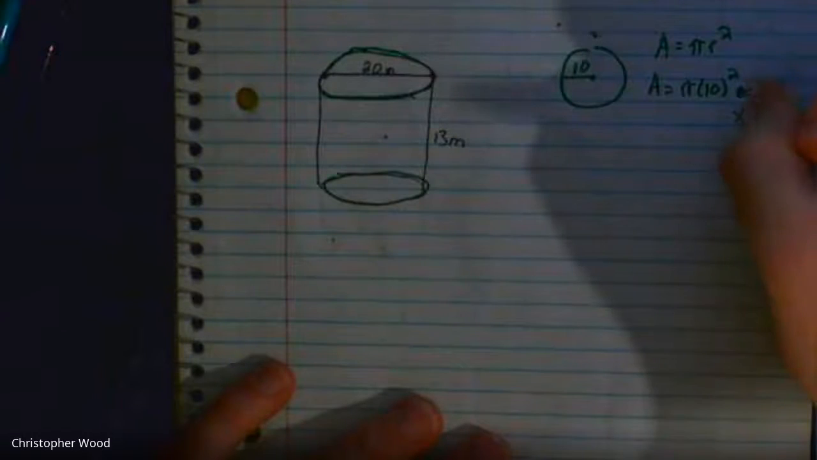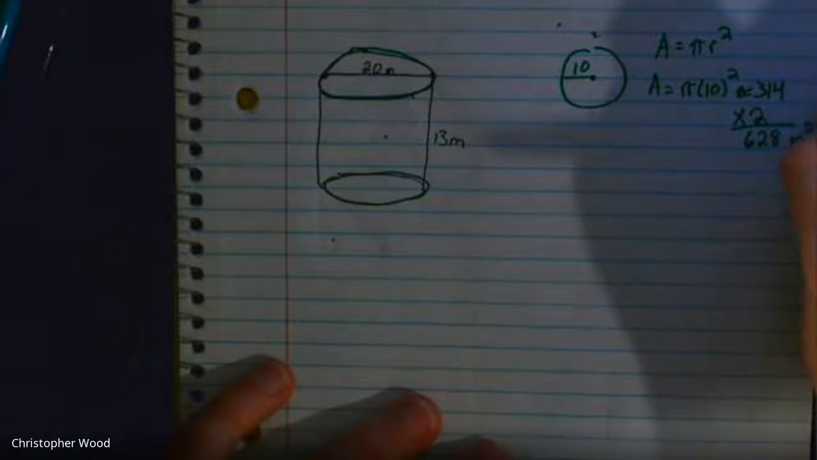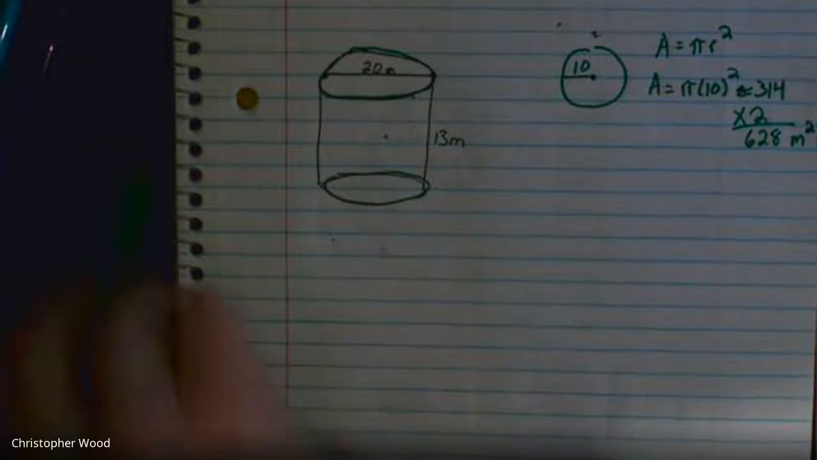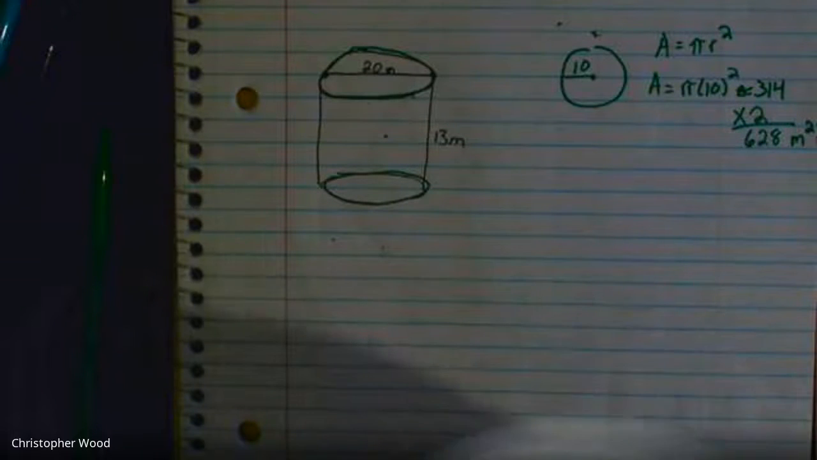So I would multiply this by 2 so that I would get 628. In this case, again, it's meters squared for the two circles because we got one on top, one on the bottom. The tricky part about a cylinder, and it's kind of hard for me to visually show this to you using a document camera, but how do I find the area of something like this? How do I find an area going all the way around this figure?